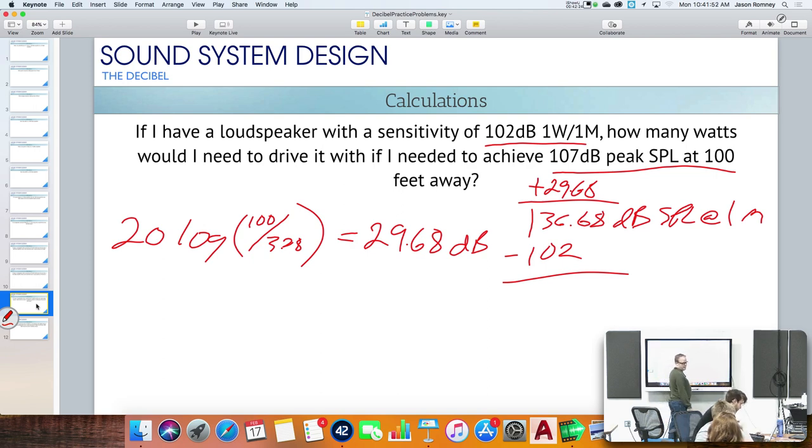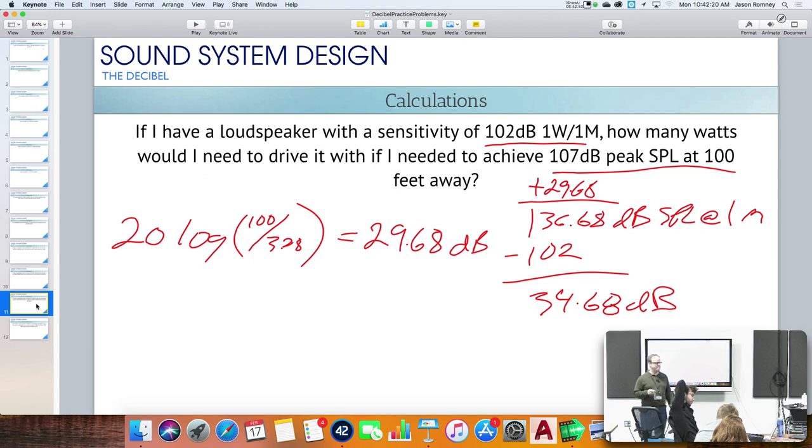So I've got to figure out how to make 34.68 more dB, right? That's essentially the question I'm asking myself. How do I make 35 more dB using power? And so with all that, essentially you're saying, what's the distance that I'm losing plus the 5 dB between 102 and 107, right? I don't really think about it that way, but yes, that sounds right.